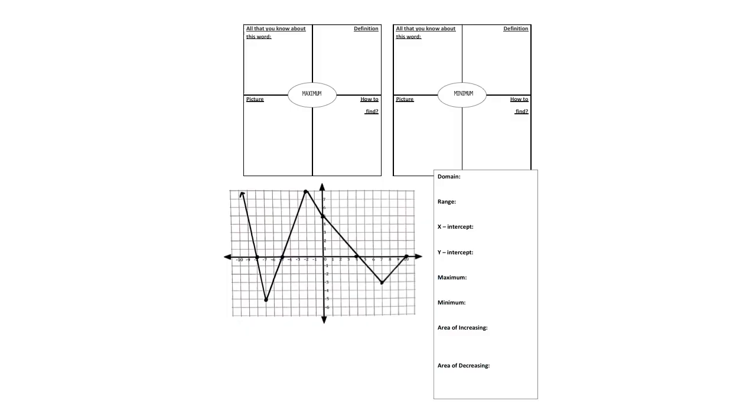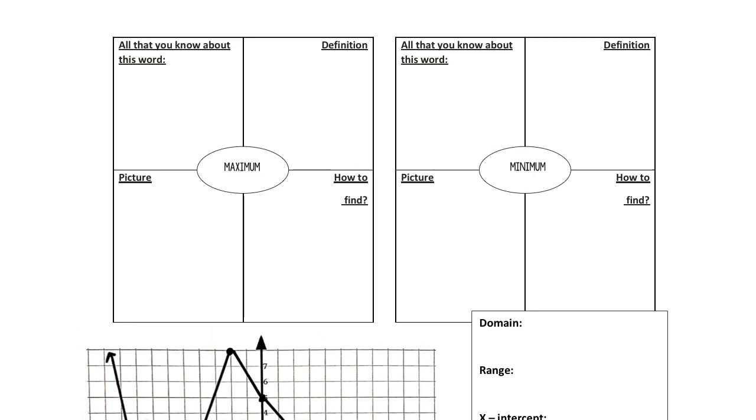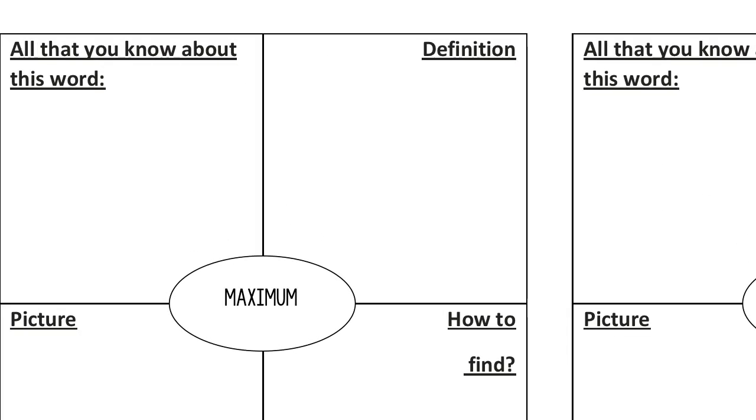The last vocabulary word we are going to look at on the second page is maximum and minimum. They are what they seem like. Maximum is the highest point of the graph. Minimum is the lowest point. However, there are 2 types of maximums and 2 types of minimums. So I want you to break it apart like this. There's something called the absolute maximum and the relative maximum.